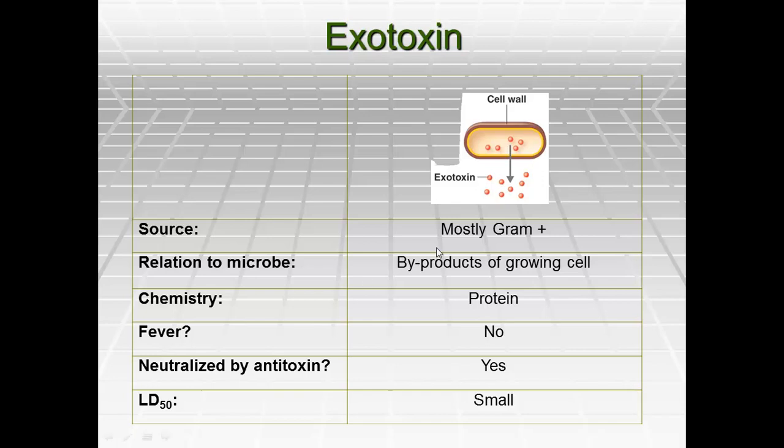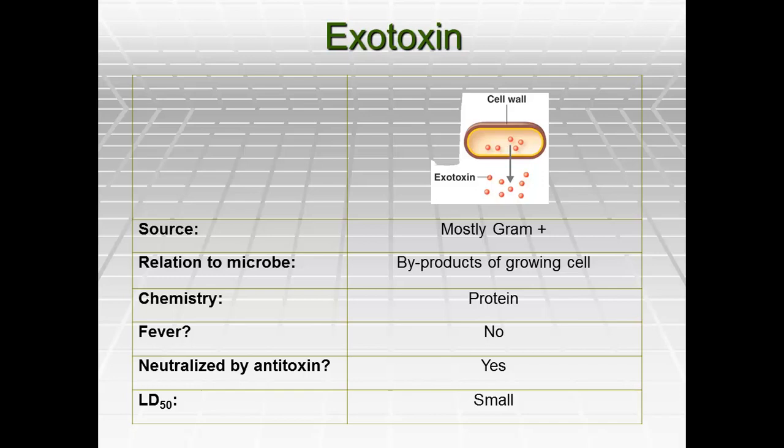Exotoxins are mostly enzymes, so small amounts can be quite harmful since they are enzymes. We know that enzymes can be used over and over again. Exotoxins are soluble in the body's fluids, so they easily dissolve into the blood and can be transported throughout the body. They are highly specific, so they are specific for a structure or function in the host cell. There's usually no fever associated with it, and yes, it is neutralized by an antitoxin, so the host can produce antitoxins. The LD50 is quite small.